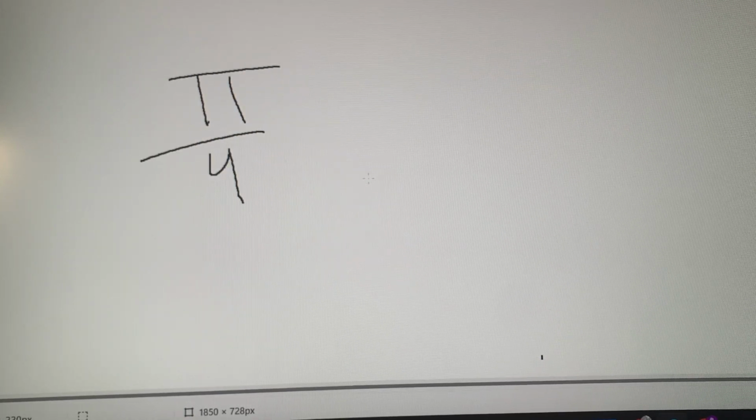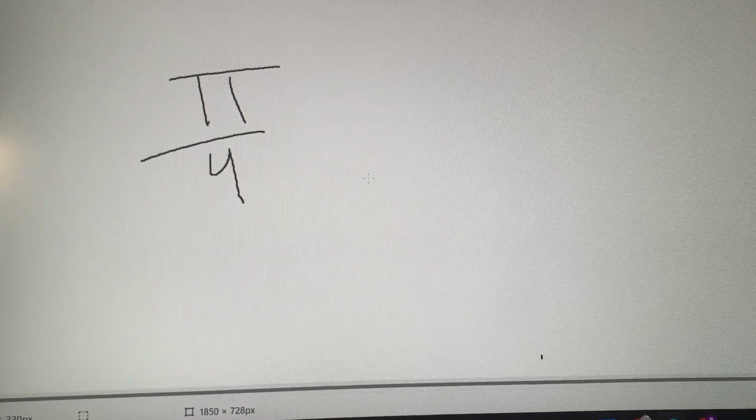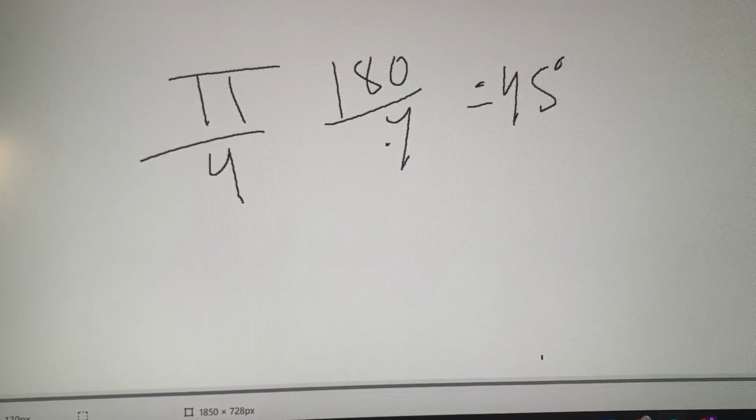Okay, let's do an example converting to degrees. So we have pi over 4, and what we know is that 180 is equal to pi. Therefore, we're really just dividing 180 by 4. So 180 divided by 4 is equal to 45. Therefore, in degrees, pi over 4 is 45.